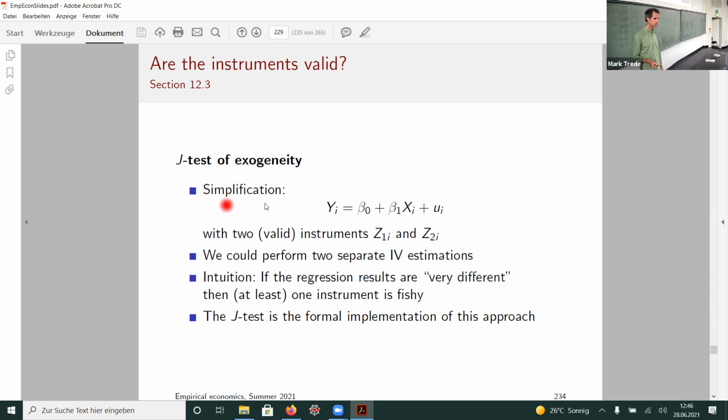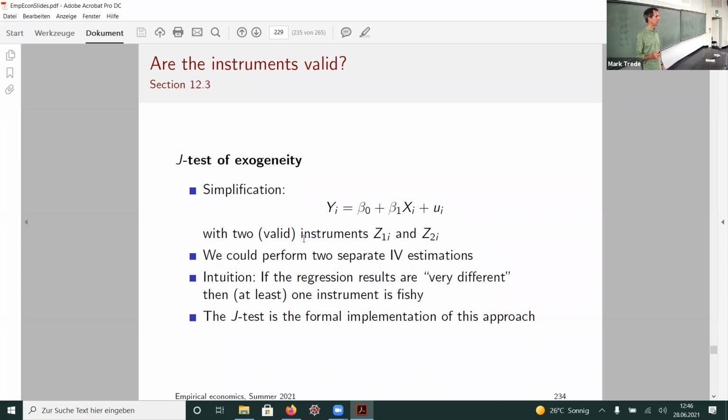Let's look again at a simplified situation where we have one endogenous regressor, only one, but two instruments. So that's a situation where we have over-identification. If we have two valid instruments, that means that we could use the first instrument to do the two-stage least square regression, or we can use the second instrument to do the two-stage least square regression. So we have two different ways to do the same estimation.